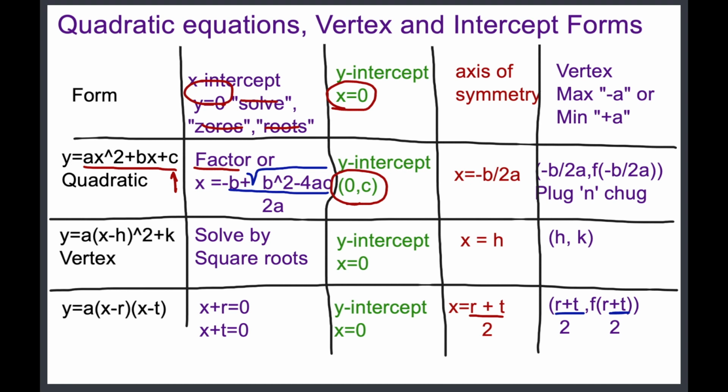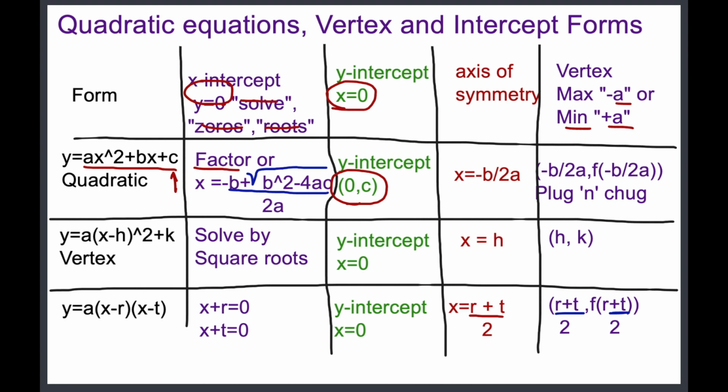The axis of symmetry is a formula. You'll notice the a and the b come from the ax squared plus bx plus c. So this means negative b over 2a. And the last thing we look at in this form is the vertex. Now, if in any of these the a is negative, the graph has a maximum at the vertex, or if a is positive, that means it opens up. The vertex is the minimum.